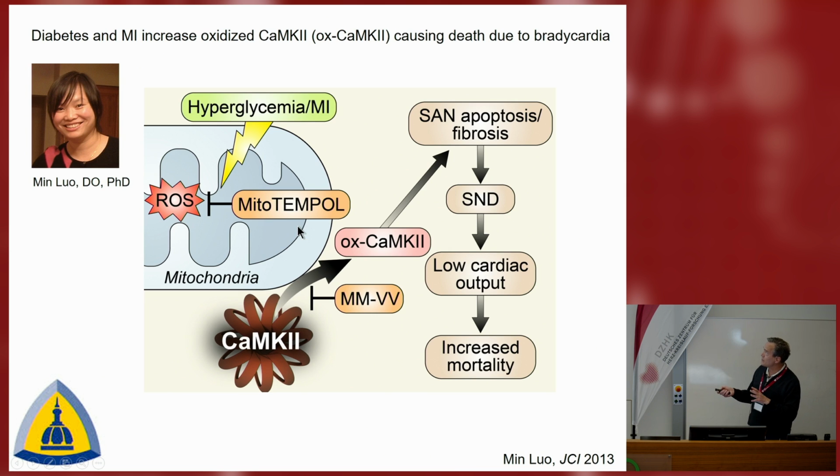We find something similar happens in a model of diabetic cardiomyopathy, where diabetic mice after myocardial infarction die in greater numbers, and we map that to an augmented pathway that looks very similar to what I showed you schematically with angiotensin infusion, that there's more sinus node dysfunction from excessive apoptosis leading to low cardiac outputs and mortality, and that could be reversed through CamKII inhibition.